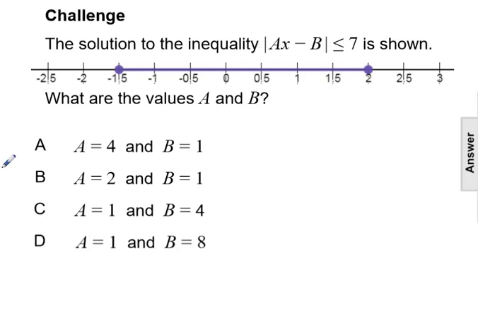Here's a challenge. The solution to the inequality, the absolute value of ax minus b is less than or equal to 7, is shown. Here is the solution graphed. What are the values of a and b?